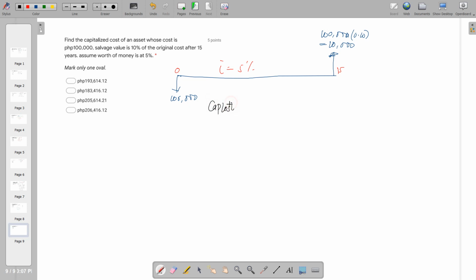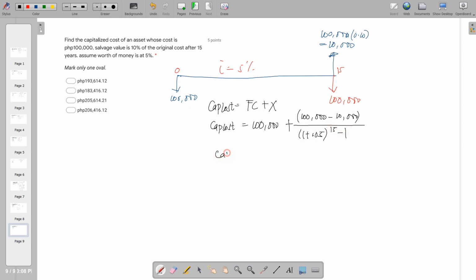So yung capitalized cost mo ngayon is equal to the first cost plus maintenance cost X. So capitalized cost, we have 100,000. Okay. Of course, pag ni-replace mo yan, magkakaroon ka siya ng 100,000 dyan. So therefore, the S here ng replacement cost is 100,000. Of course, mabibenta po siya ng 10,000 all over 1 plus 0.05 raised to 15 less 1. So therefore, the capitalized cost is equal to 183,416.12 pesos. So ito yung answer.